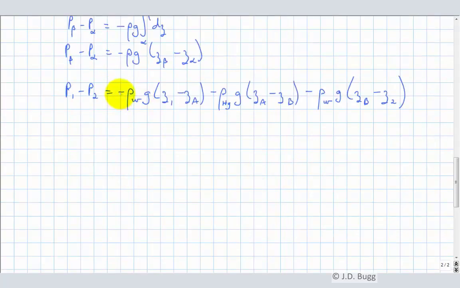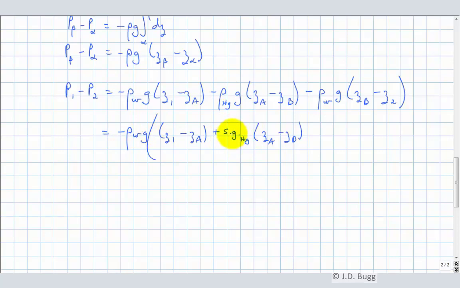So what we'll do now is factor out minus rho w times g from each of these terms. So out front here we have minus rho w times g. So this term, we just have Z1 minus ZA left. This term will have plus the specific gravity of mercury times ZA minus ZB. Notice it's positive now because we factored out the negative sign here. The g is factored out. This becomes the specific gravity of mercury.